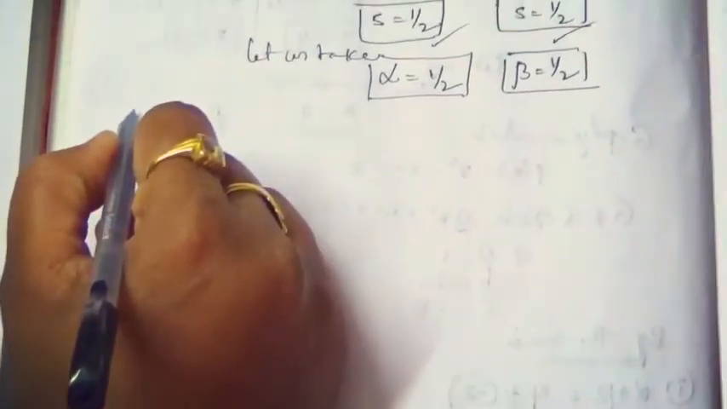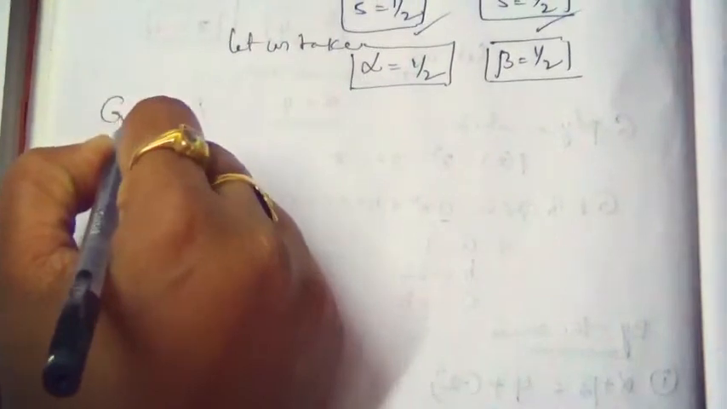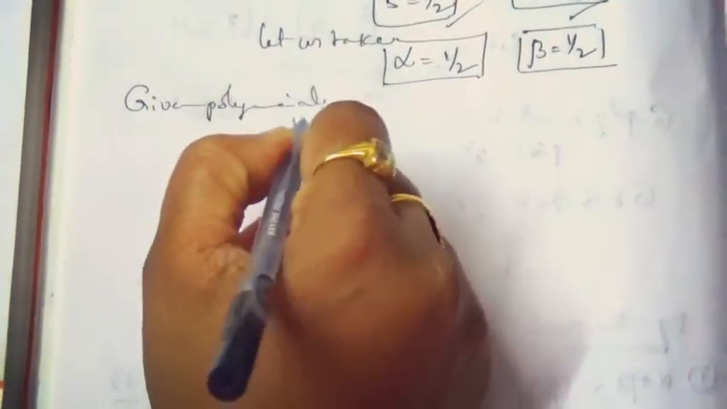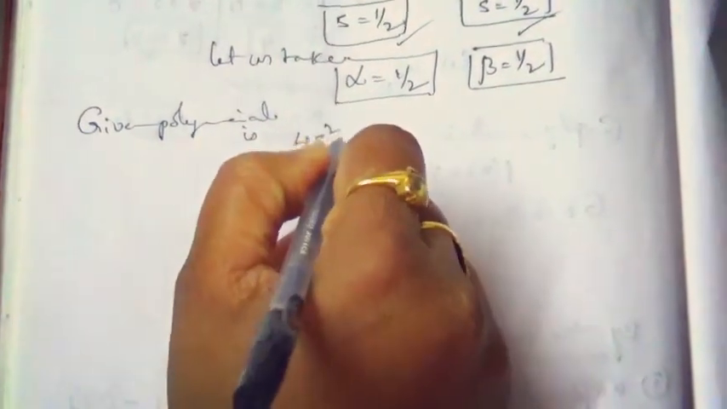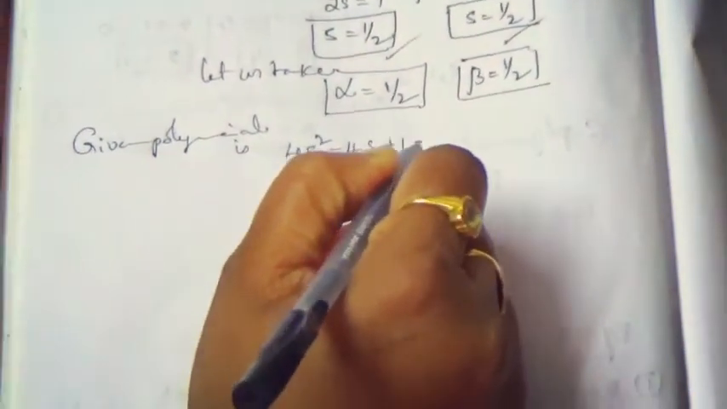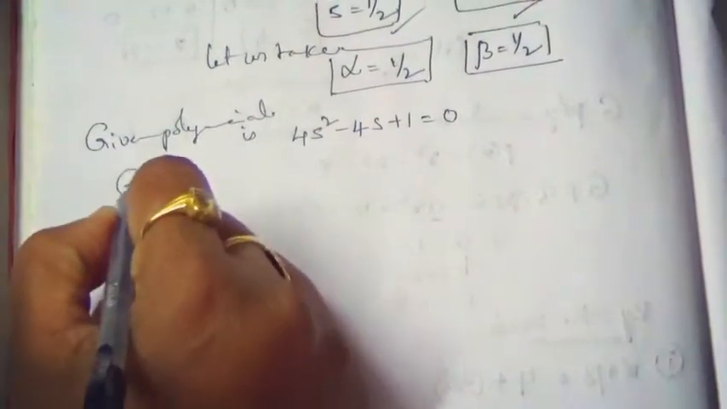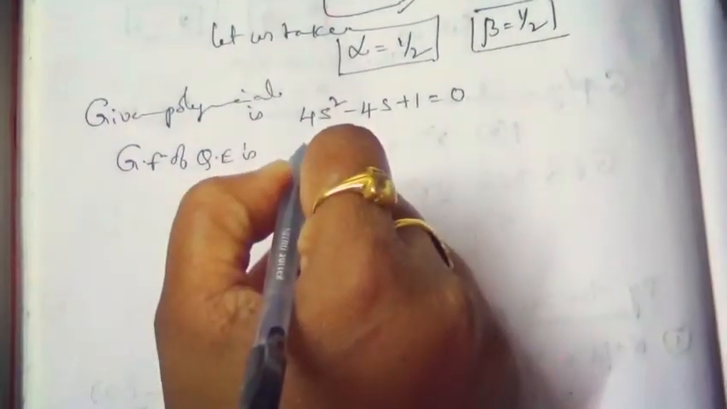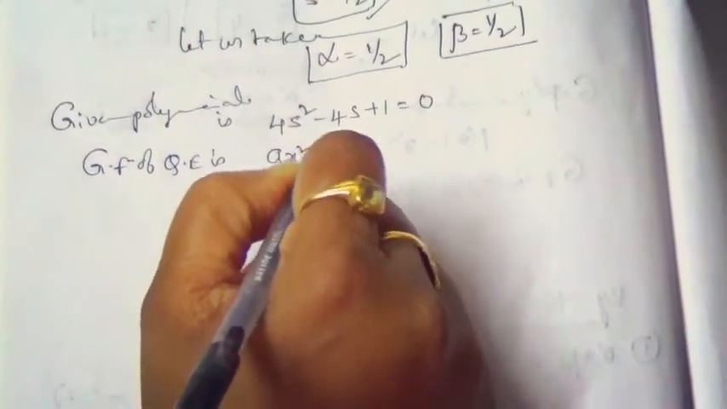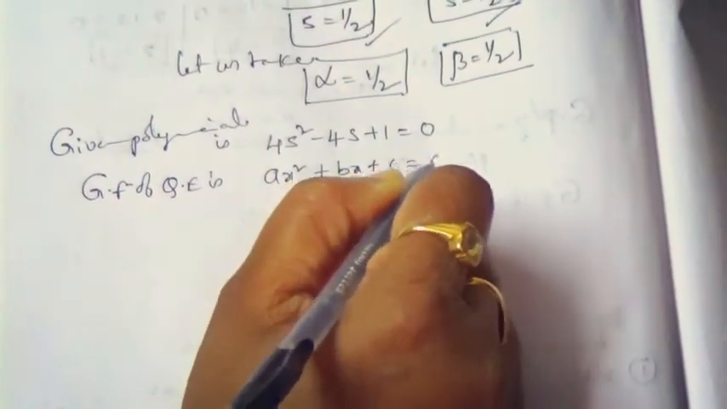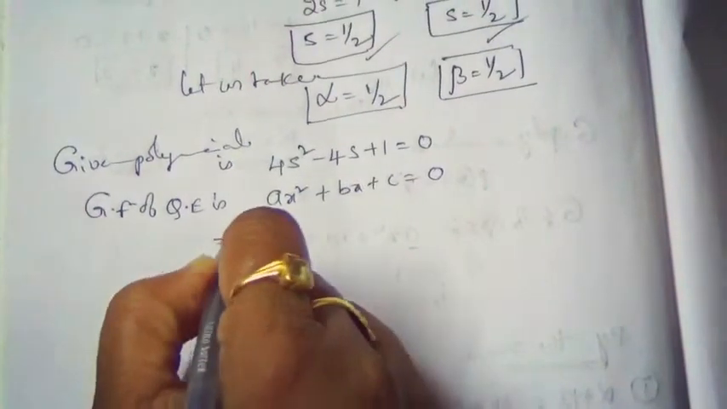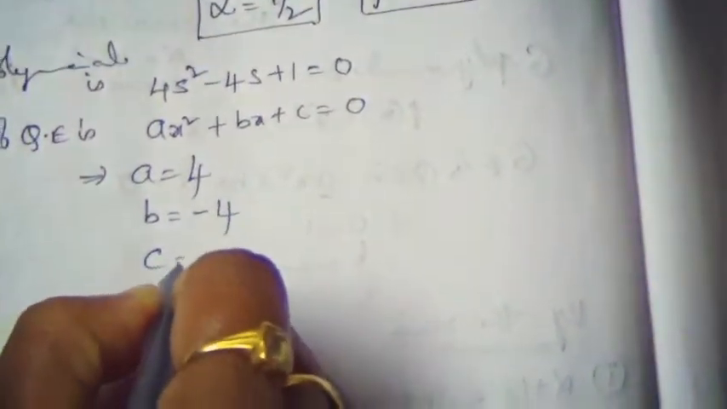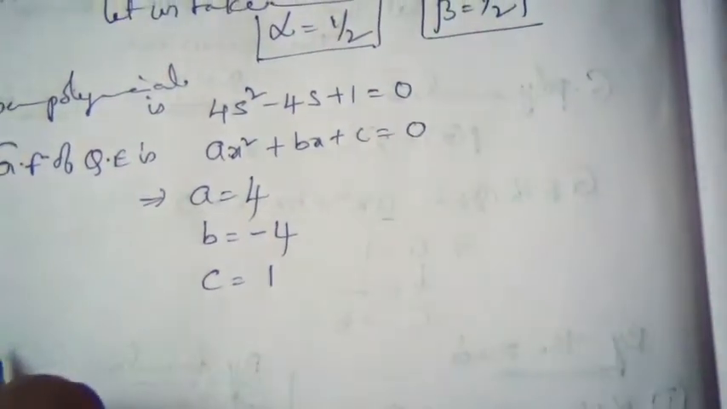So when you compare this equation with the general form, the given polynomial is 4s square minus 4s plus 1 is equal to 0. The general form of the quadratic equation is ax square plus bx plus c is equal to 0. What is the a value when you compare these two? 4. The b value is minus 4. The c value is 1.